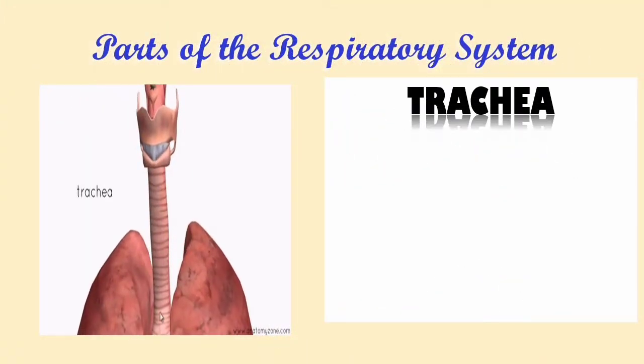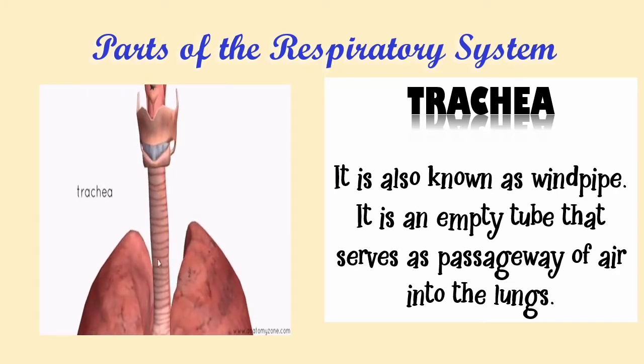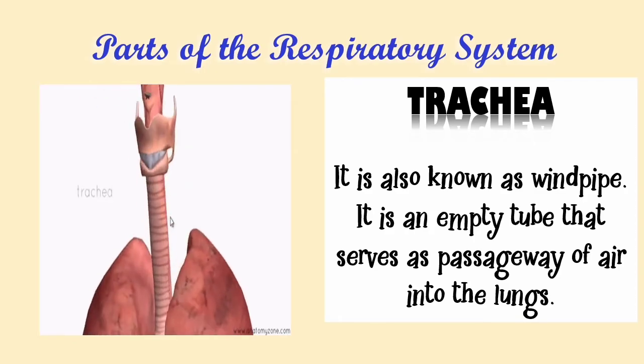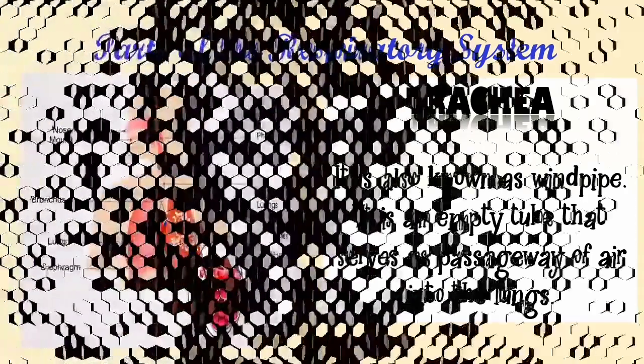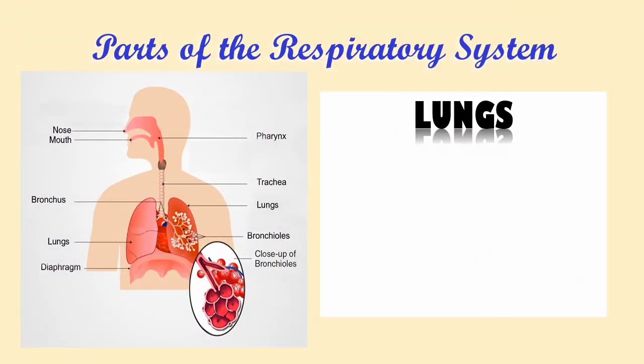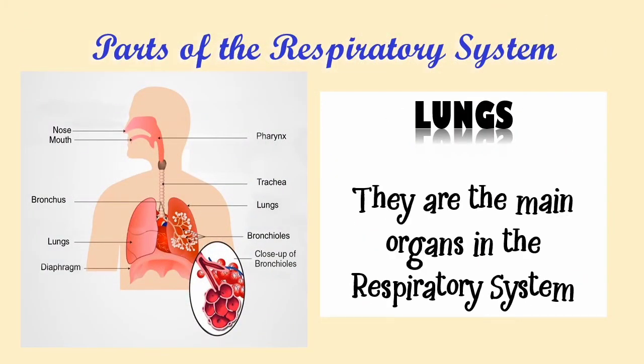Next is the trachea. The trachea is also known as the windpipe. It is an empty tube that serves as a passageway of air, as shown in the picture. Next are the lungs. Lungs are the main organs of the respiratory system. Humans have a pair of lungs, the right and the left. These are two organs that remove oxygen from the air and pass it into your blood.